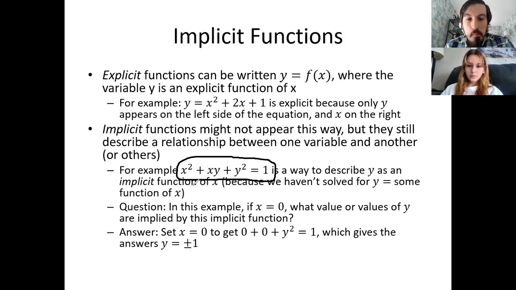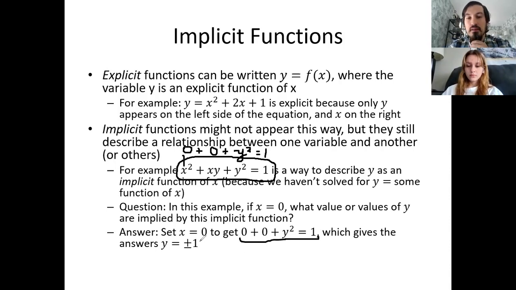I think you could answer that. If x equals 0, then this becomes 0 plus 0 times y, that's 0 because x is 0. The y remains: y squared equals 1. The question is, what happens when you let x equal 0? You get y squared equals 1, which you should know has two answers, plus or minus 1. The square root of 1, both positive and negative, is plus or minus 1.